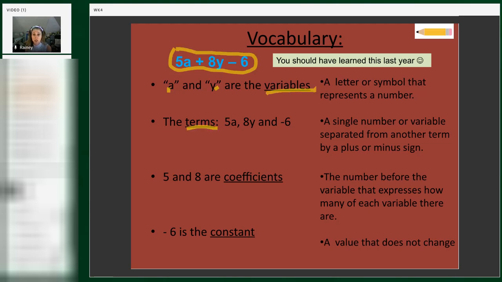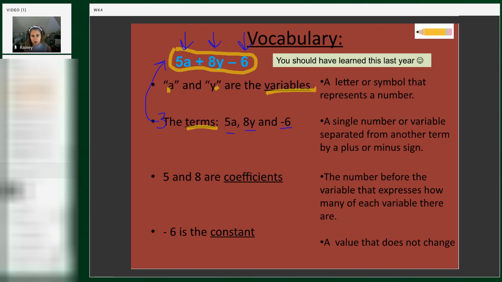Terms. What are the terms? The terms are the things that are separated by pluses and minuses. So that's 5A, 8Y, and -6. There's 3 terms in that expression right there. There's 3 of them. Then we have the coefficients.